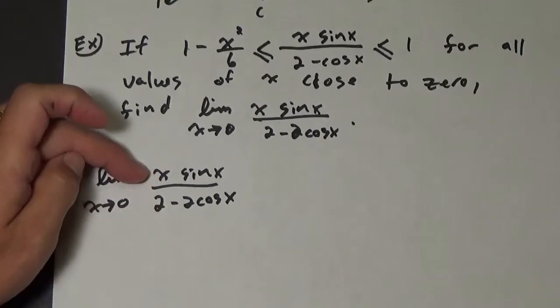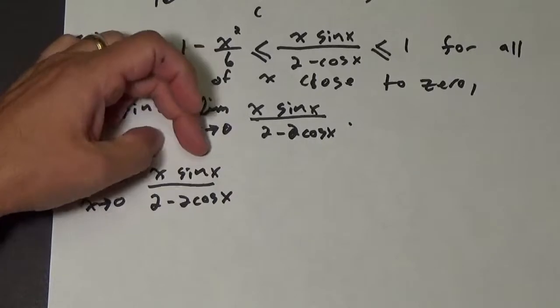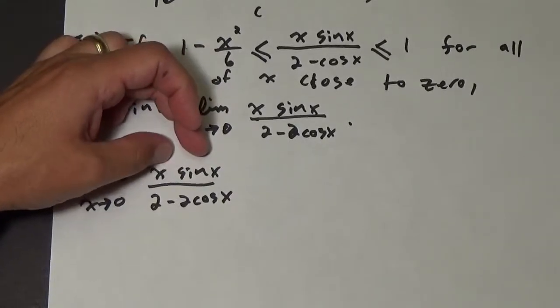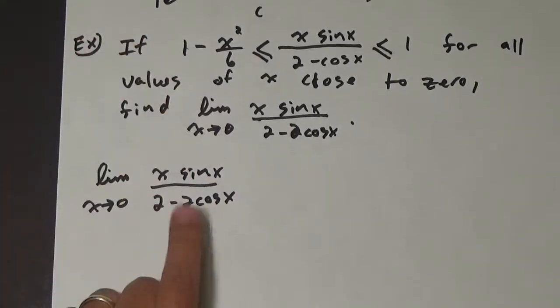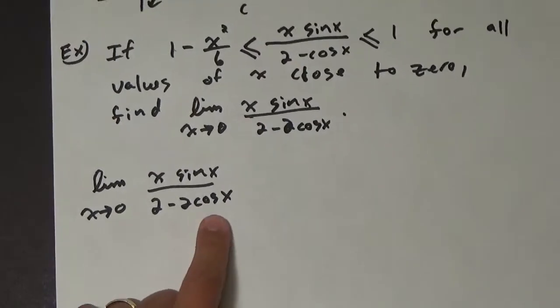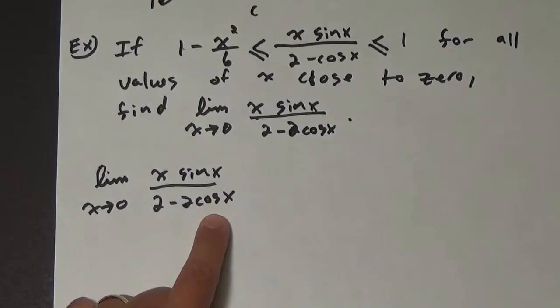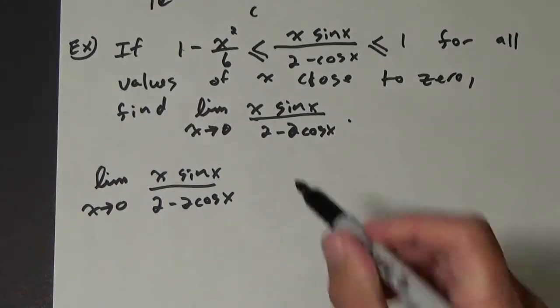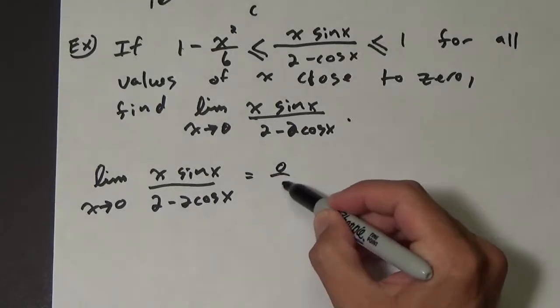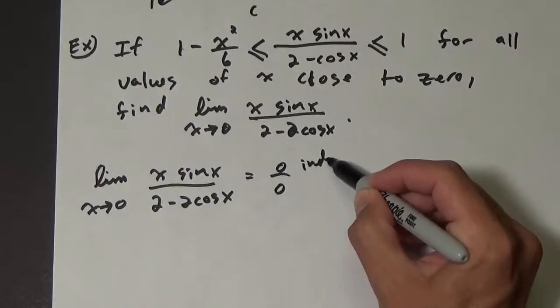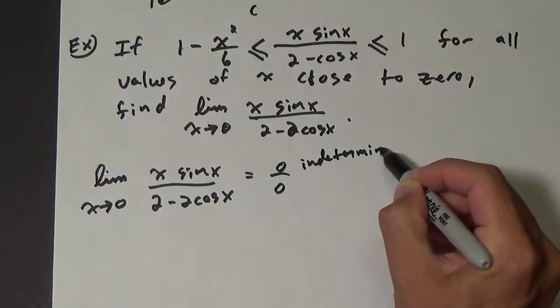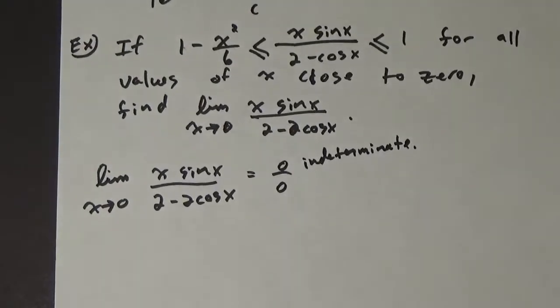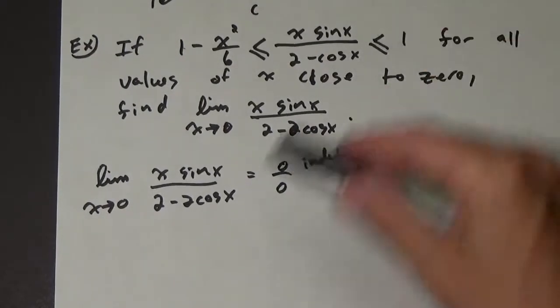Let's see, the sine of 0 is 0, so the numerator is going to be 0, which is not a big deal. I mean, if this were a number, then we'd be okay. But when we put in 0 for cosine, the cosine of 0 is 1, so you get 2 minus 2, which is 0. So this ends up being 0 over 0, or indeterminate. I guess we knew that wasn't going to work, or we wouldn't be doing this whole problem.